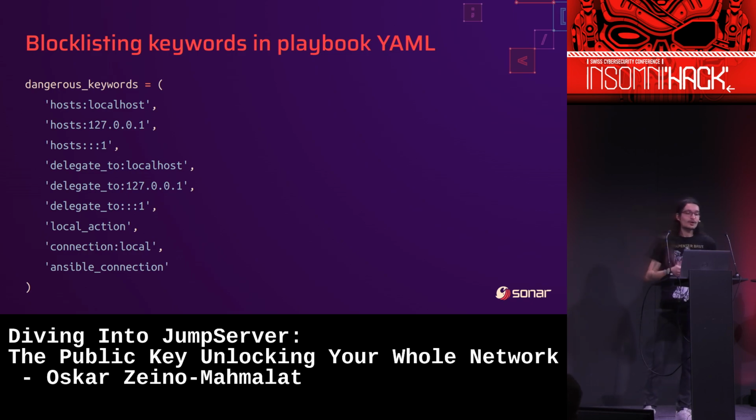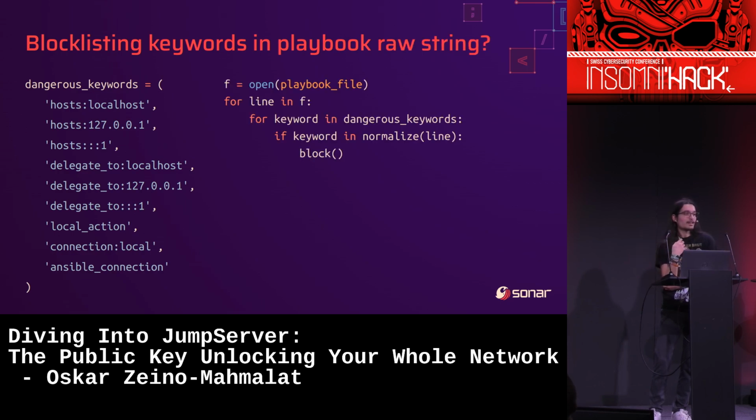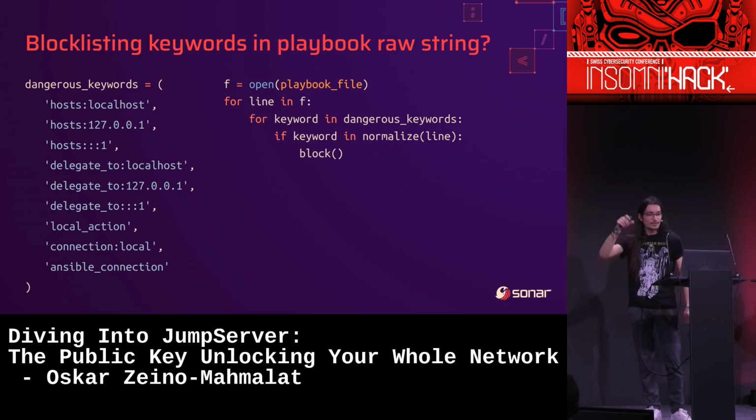So I have host localhost, host 127.0.0.1, and some variations. So maybe you can bypass this by finding a weird other keyword. I didn't know what the correct keyword was, so I just checked how they use this block list. Surely they just parse the YAML and go through everything one by one and check everything. Instead, they don't parse the YAML. They just read the whole file and do a string contains on every single line.